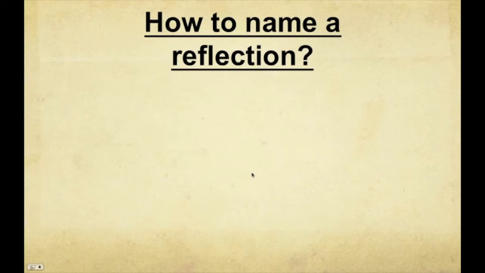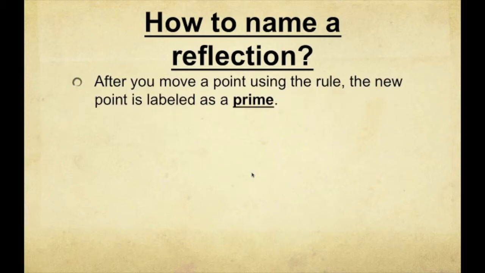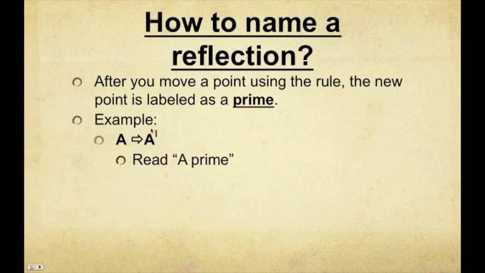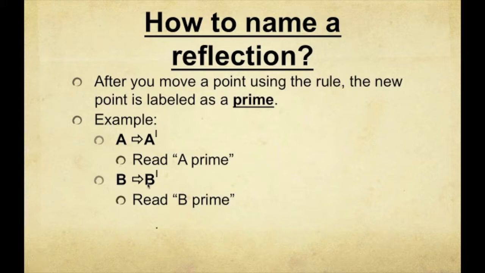So how to name a reflection? After you move a point using the rule, the new point is labeled as a prime. So for example, A becomes A prime. That's how you read this notation. B becomes B prime. And C becomes C prime. This little notation right here, this little 1, is called a prime.